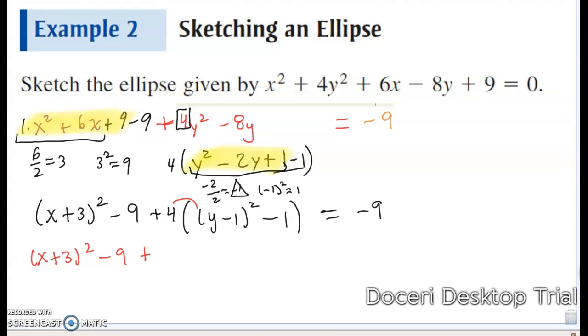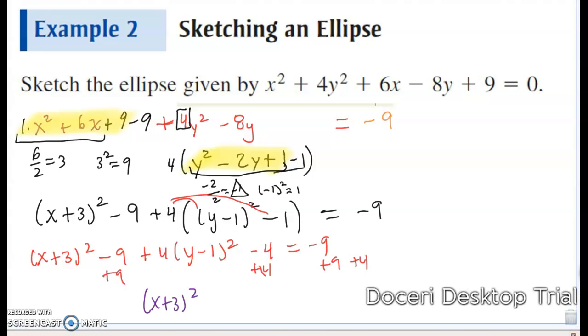Distribute this 4, so plus 4(y minus 1) squared. Distribute the 4 over there, we get minus 4 equals -9. So I go ahead and add 9 and add 4 to both sides. Then I end up with (x plus 3) squared plus 4(y minus 1) squared equal to 4.